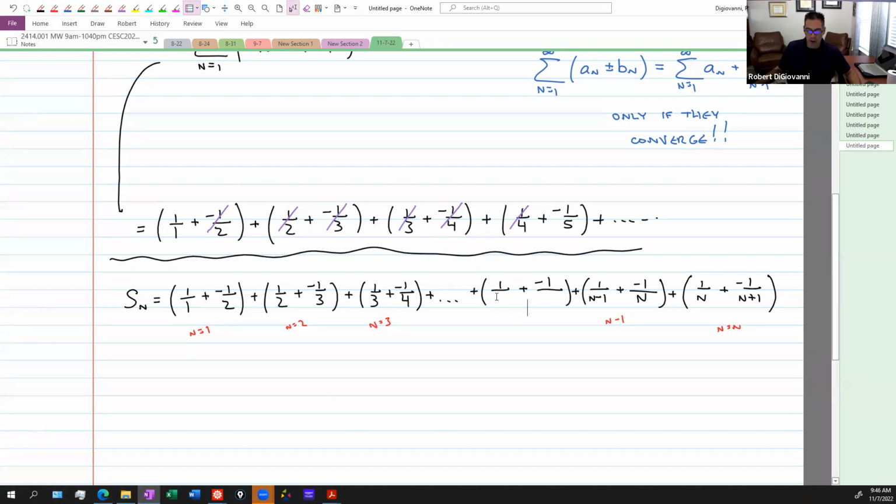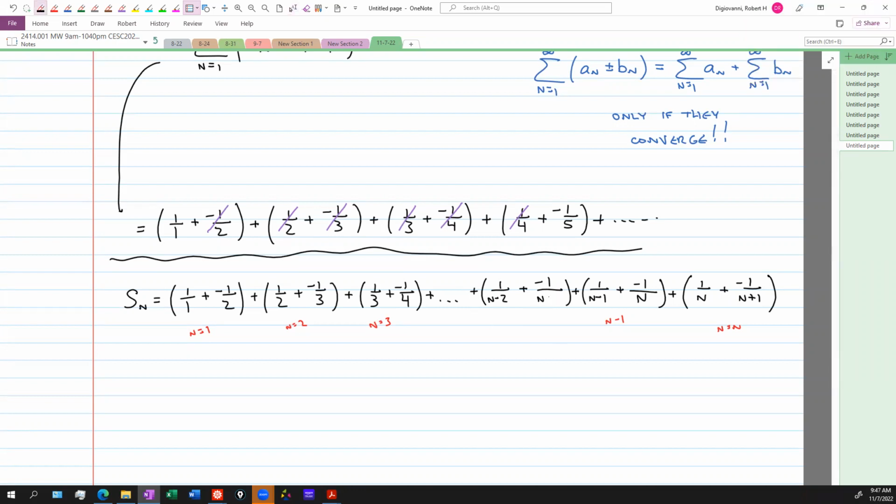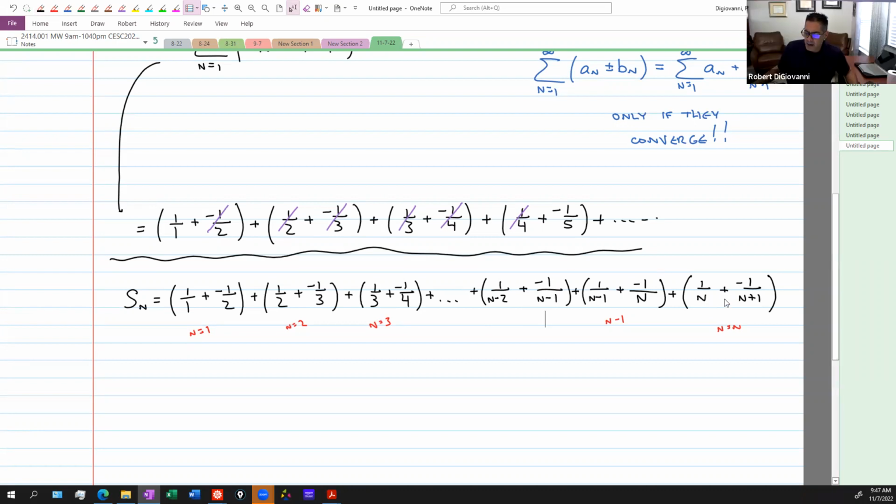The first one would be what? You know what I'm doing? N minus 2, yep. And then what about under this one? N minus 1. You understand what I'm doing here? At the very end, if we stopped at n, I'm looking at the ones right before it, what they would look like. And I'm doing that so I can see the pattern of cancellation.